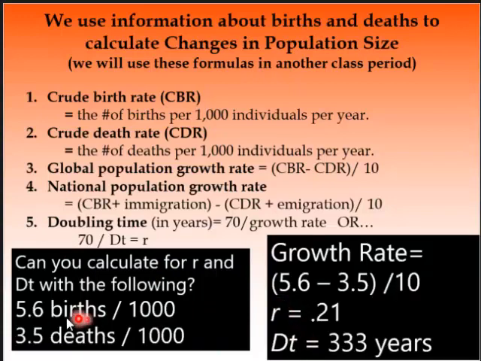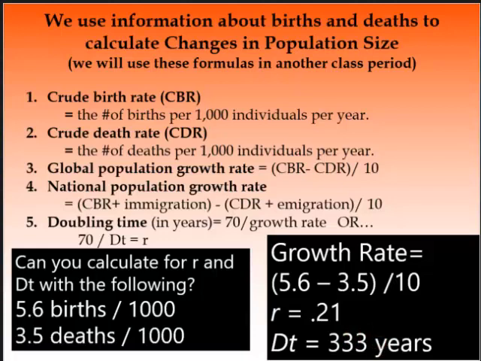So for growth rate, we had to find the difference between births and deaths and divide by 10 to give us a rate of 0.21. For our doubling time, we had to take the rule of 70, so 70 divided by that rate, which was 0.21, which gave us a time of 333 years. That means that a population with this many births and deaths is going to double in 333 years. So if this population had 10,000 people with this many births and deaths at a given point in time, they will double to 20,000 people in 333 years.